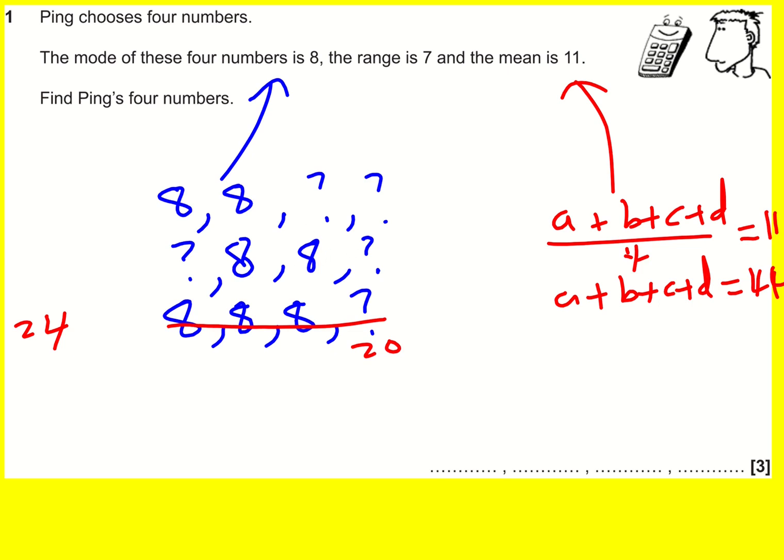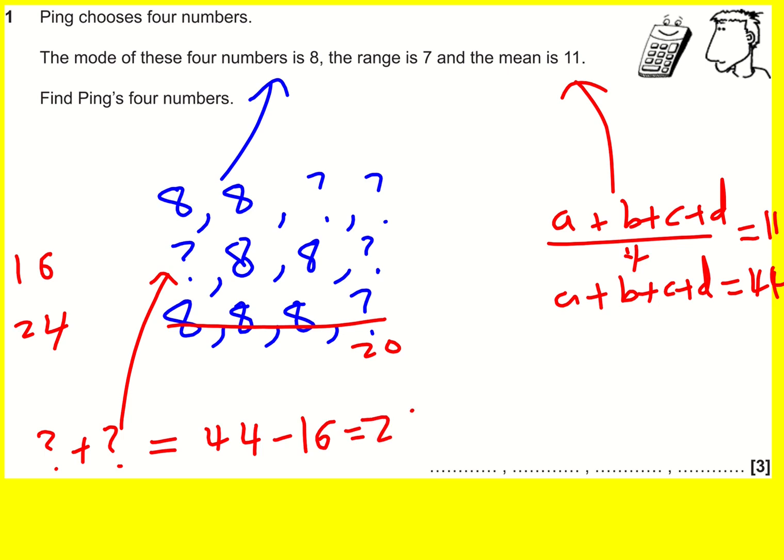Here, I'm going to get 16. Sorry, I'm just going to work on this one for the moment. So my question mark plus my question mark, they're different numbers, but I've used a question mark for each of them, would equal 44 minus 16, which is equal to 28. How am I then going to get a range of 7 for those? Well, that's not going to work, is it? Because this one has to be less than 8, so then I'd get a much bigger range. So basically, I can rule this one out as well.